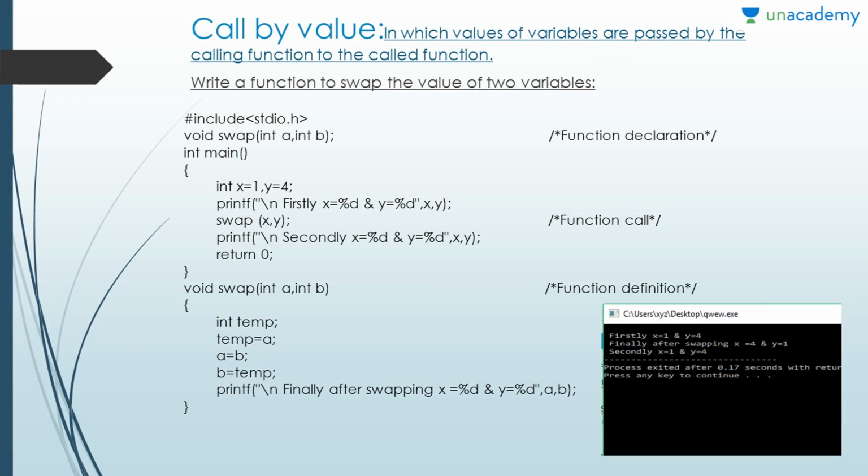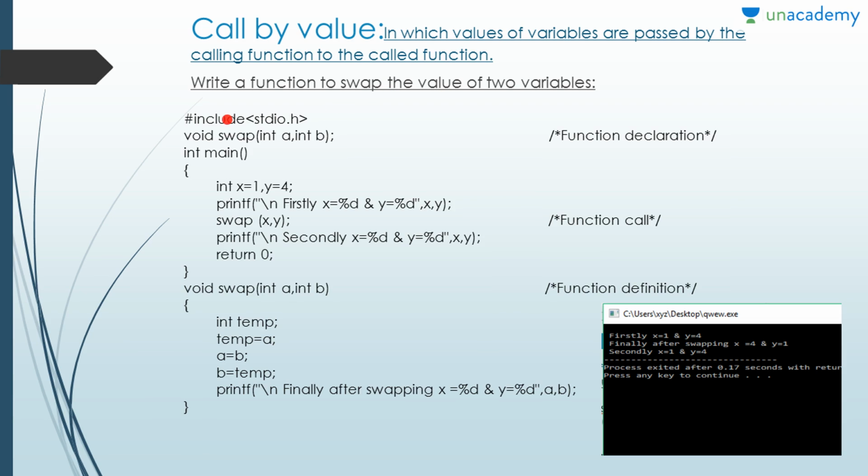Let's see what call by value is, which, as I told you, is a very important concept in C. Call by value is something in which the values of variables are passed by the calling function to the called function. First we declare a function in any program, then we call the function, then under the definition of the function we return the result as the required output.